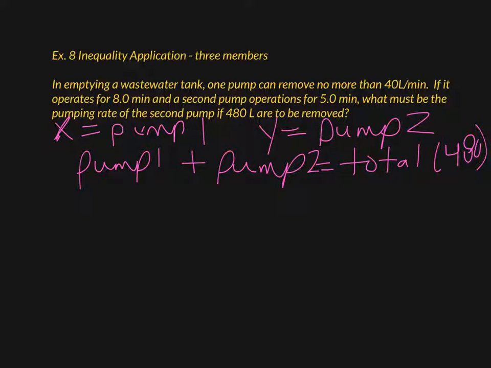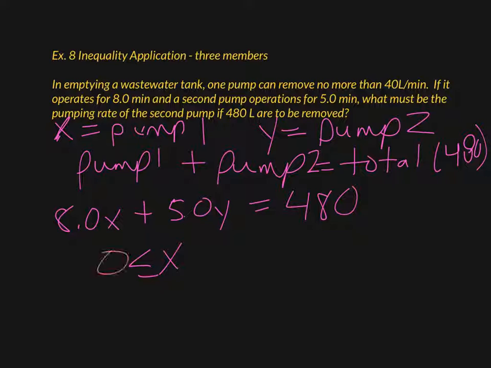So we're going to make an equation. If pump 1 goes at rate x for 8 minutes, 8 minutes times rate x is how we could write that. Pump 2 goes 5 minutes times rate y. This total equals 480. Now, we also know that pump 1 can be no more than 40. So that means x, which is pump 1, has to be greater than or equal to 0, less than or equal to 40, because it can be no more than 40.